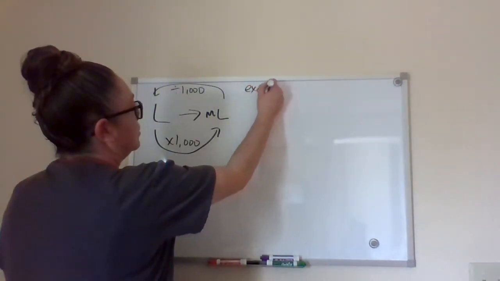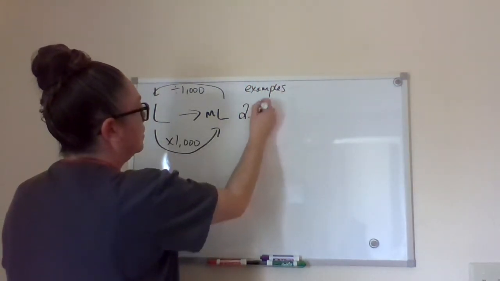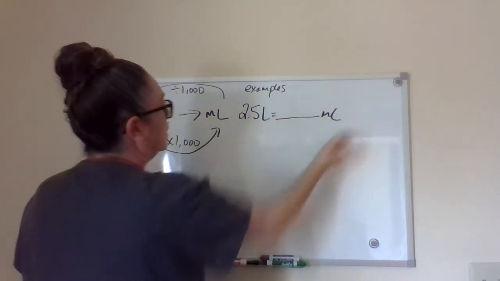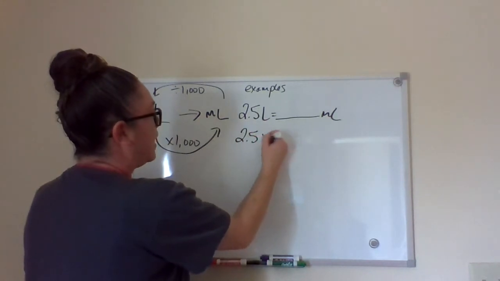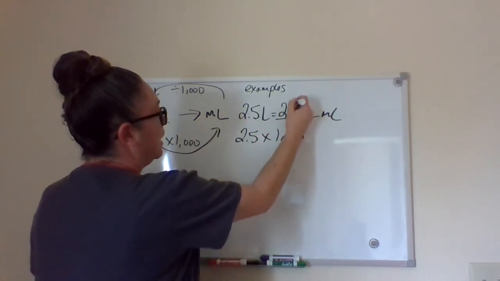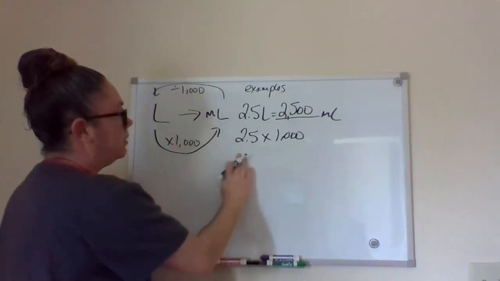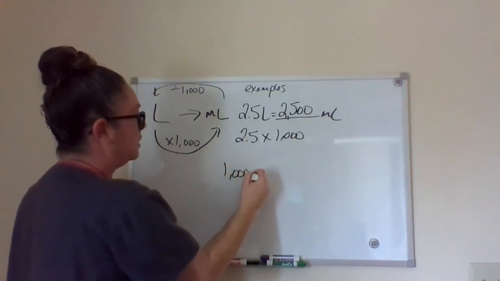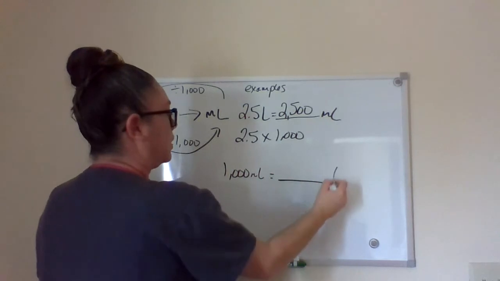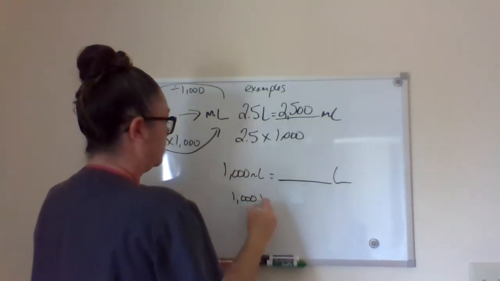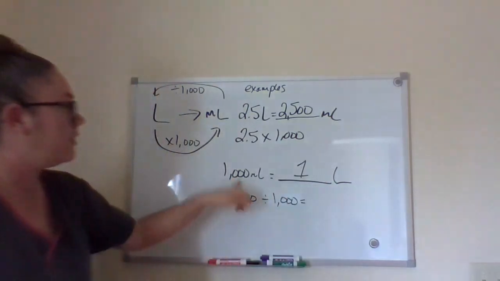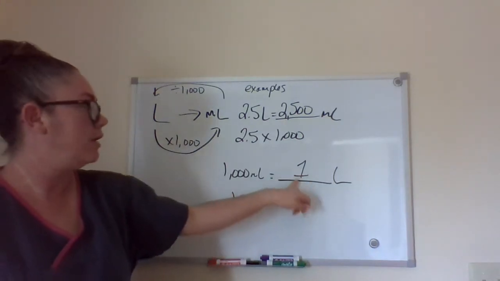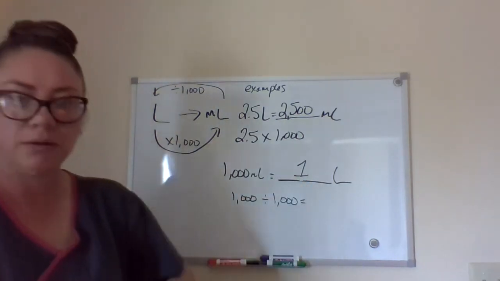So a couple of examples. 2.5 liters converted to milliliters: you're going to take 2.5 times 1,000 and you get 2,500. If you have 1,000 milliliters and you want to convert to liters, you're going to take 1,000 divided by 1,000, and your answer is 1 liter.